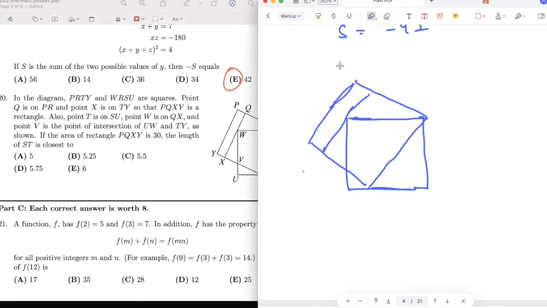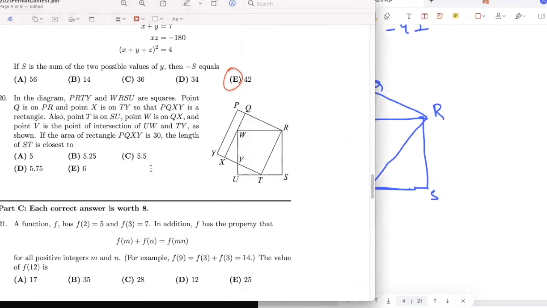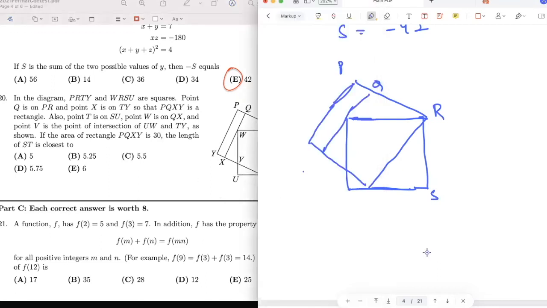PQRS, TUXY, VW. Okay, and this has an area 30, right? And we have to find this.